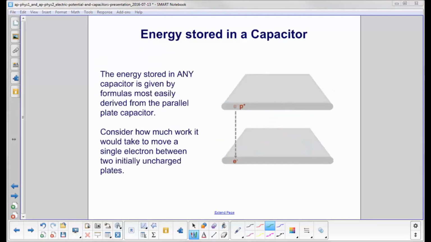One of the major purposes of a capacitor is to store energy, and it stores energy in the form of the electric field from the positive to the negative plate. We're going to derive that equation now, and we're going to derive it for the parallel plate capacitor, but it will work for any geometric configuration of a capacitor. First of all, how much work would it take to move a single electron between two initially uncharged plates? So after the electron moves, we're left with a positive charge here, a positive ion.